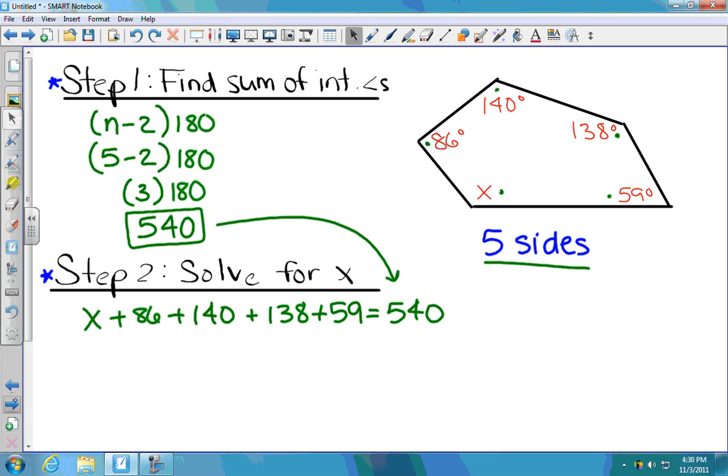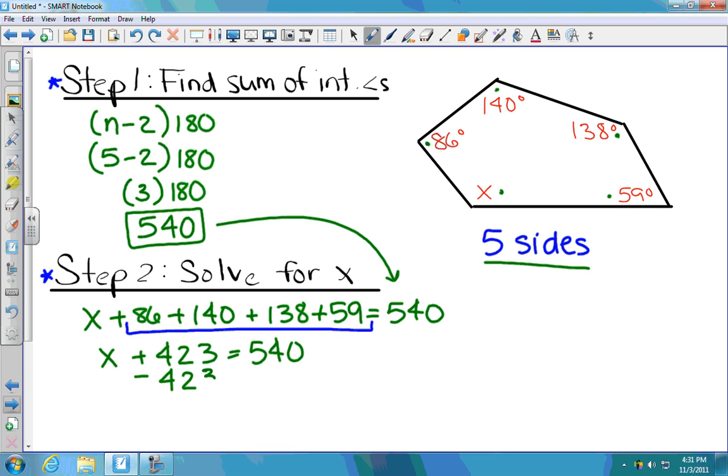Okay? So, first step in solving this is combining our like terms, so simplifying, just so that it makes it easier on us. So when I simplify that, 423 is what those add up to be. So I'm left with x by itself plus 423 is equal to 540. Now I gotta get x by itself, so that means I gotta get rid of this 423 right here. So the opposite of adding is subtracting. So I need to subtract that 423. And I'm left with x is equal to 117.